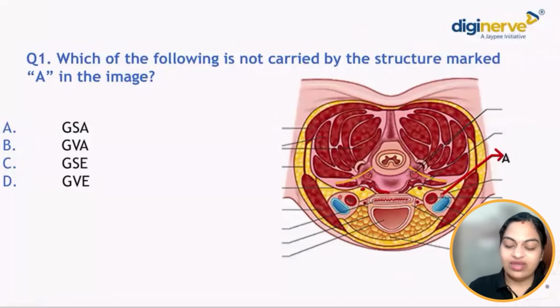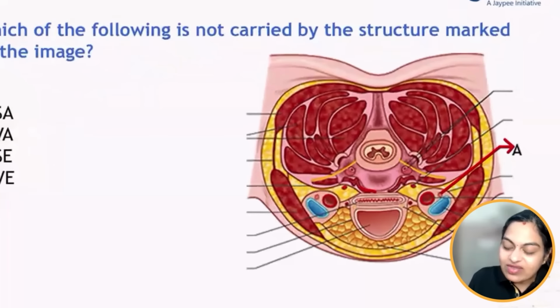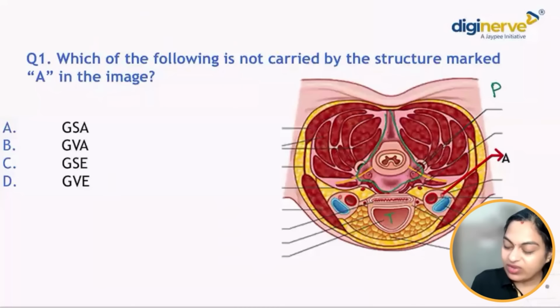Which of the following is not carried by the structure marked A in the image? So what is this image? This is again a high yield topic. Let us get oriented to this image. Can you see the cervical vertebra here? So this is going to be posterior and this is the trachea. So this is anterior.